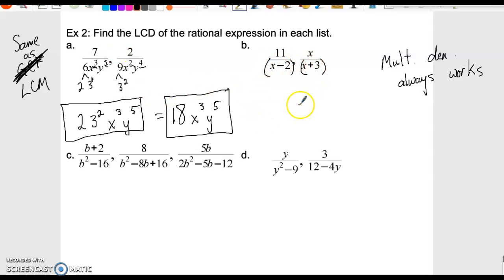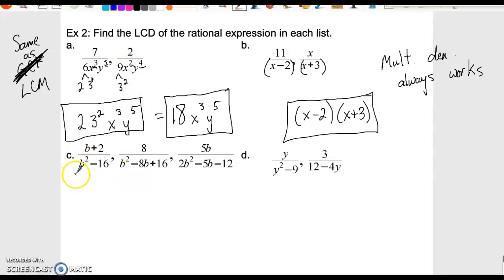So on letter B, you just multiply those two together, x minus 2, x plus 3. If you look at letter C, it's definitely a bit busier. And the reason why it's so busy is because you want to practice factoring all of these. So as I look at this first one, and at any point you can pause the video and try to figure these out on your own, or you can just watch mine.